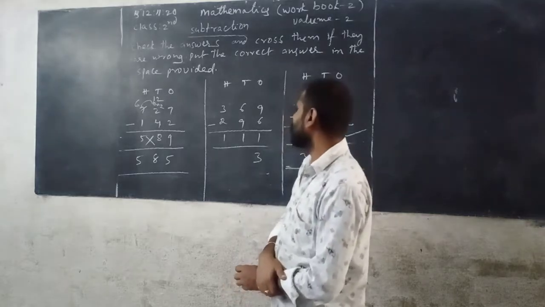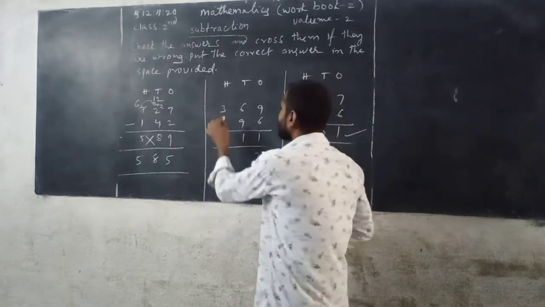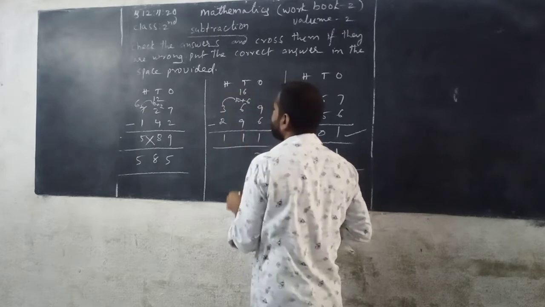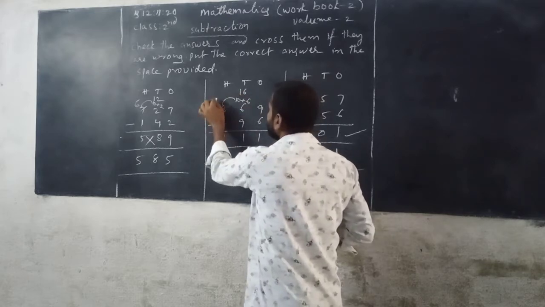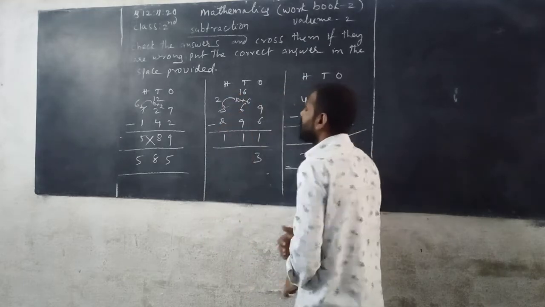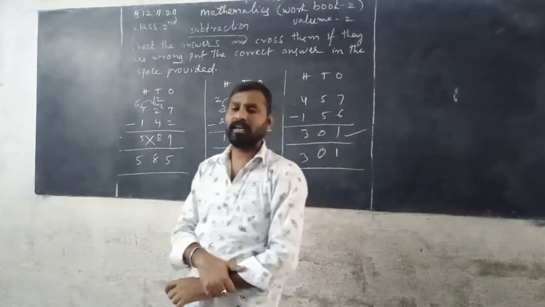Now what I have to do? Take borrowing from 3. It can give 10. 10 is added to 6. 10 plus 6 you can get 16. So 3 it can lose 1. 3 becomes 2. Now here 16 minus 9. 16 minus 9 you can get 7.